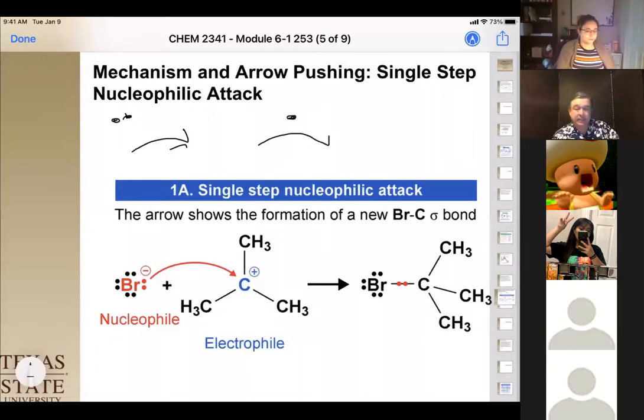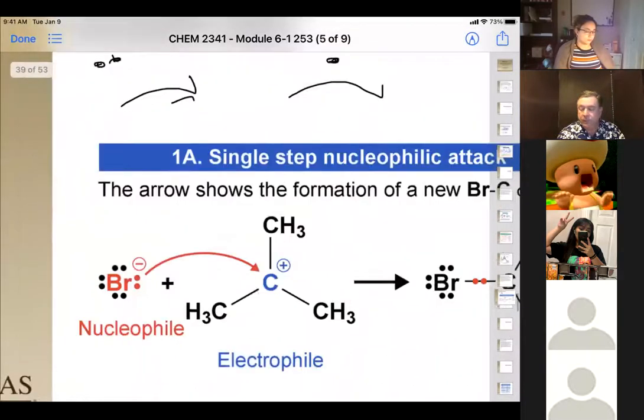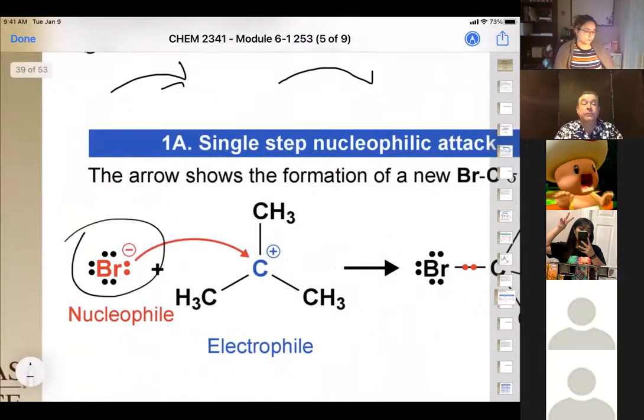So for the next few chapters, always put 2 barbs on your arrows showing which electrons are going to which center, okay? So in this example here, we have our nucleophile, okay? How do you know it's a nucleophile? It has lone pairs, it has a negative charge. Nucleophile, okay? It's a really good sign that it's a nucleophile. Okay, we have this as our electrophile. It has a positive charge. That's a pretty good sign. It's an electrophile.